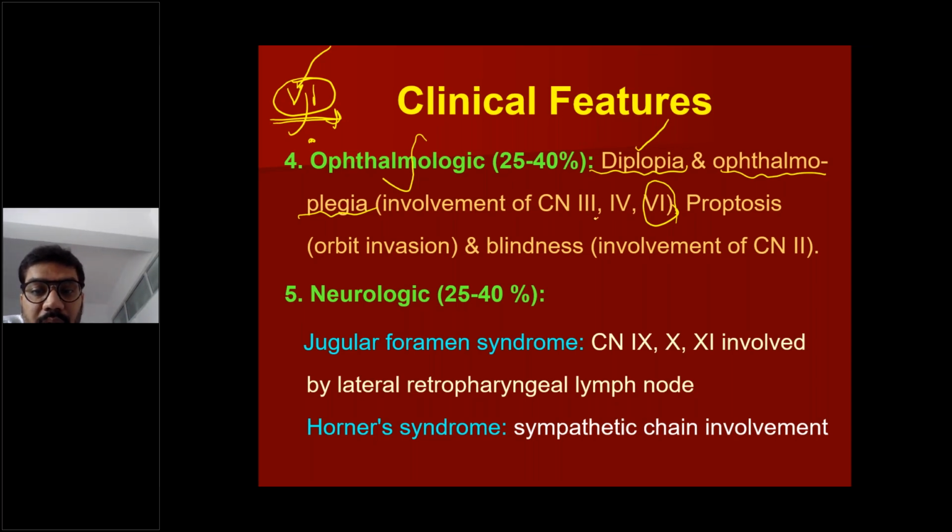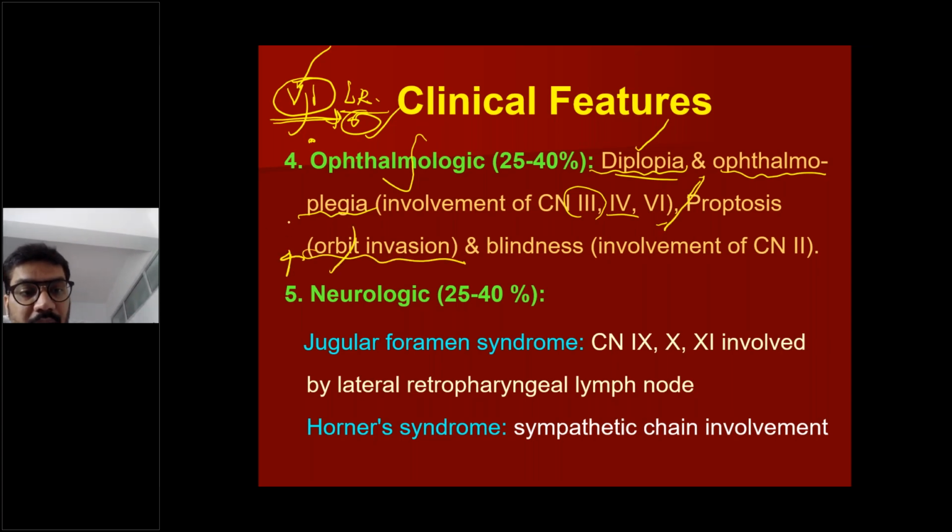And you can have involvement of the third, fourth, and sixth cranial nerves. Sixth cranial nerve, lateral rectus. SO4, LR6, lateral rectus is involved. So that leads to diplopia. And proptosis can be there because of orbital invasion, maybe from below through the inferior orbital fissure, the superior orbital fissure, or the optic canal.